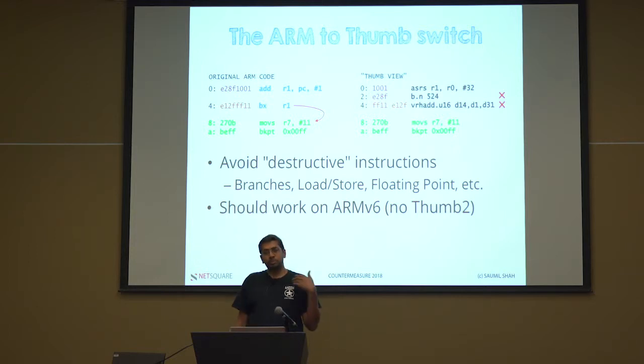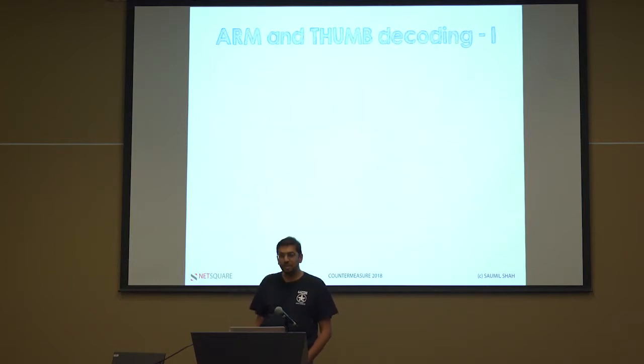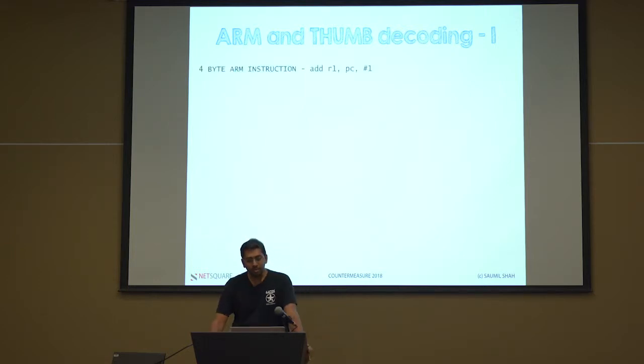And then I also wanted some better goals for myself, that this should work on the lowest common denominators of ARM, the ARMv6 or ARMv5. We don't need special thumb instructions. We don't need illegal instructions. So with these objectives, I started playing around with ARM and thumb decoding. If we take the first add instruction, the add PC,1 is basically responsible for setting the thumb flag, and then the branch will switch to thumb.